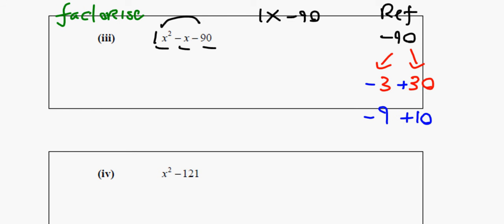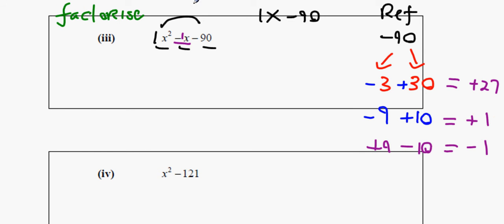Another answer could be plus 9 minus 10. So let's see which one works. Minus 3 plus 30 gives you minus 20, plus 27. Plus 27 is no good because we're looking for minus 1x. We want minus 1 to be our answer, okay? Minus 9 plus 10 gives you plus 1. That's no good. The next one is 9 minus 10, that gives you minus 1. Minus 1 is what we're looking for.